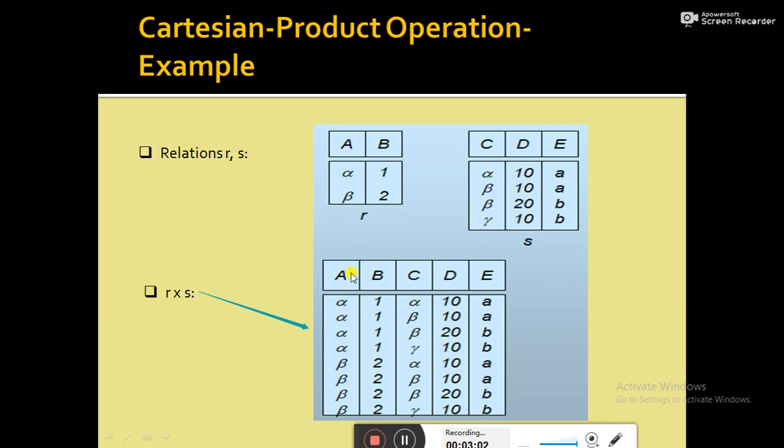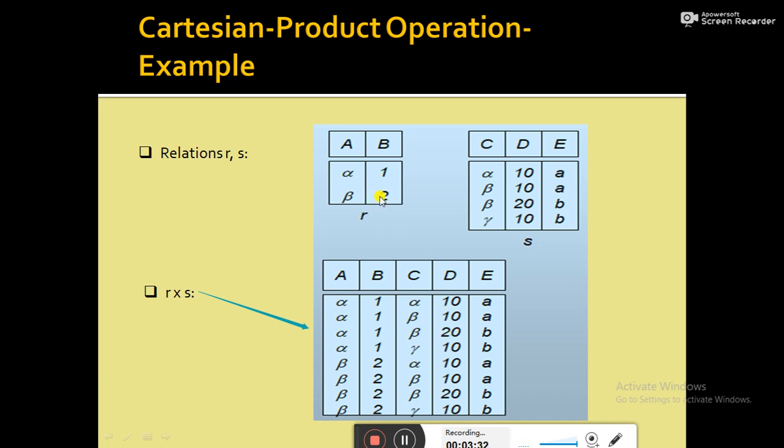That relation will contain the attributes from R, so A, B are from R, as well as the attributes from S, so C, D are from the S relation. So this is the schema of the resultant temporal relation. And as far as the data is concerned in the temporal relation, what data is going to be stored?